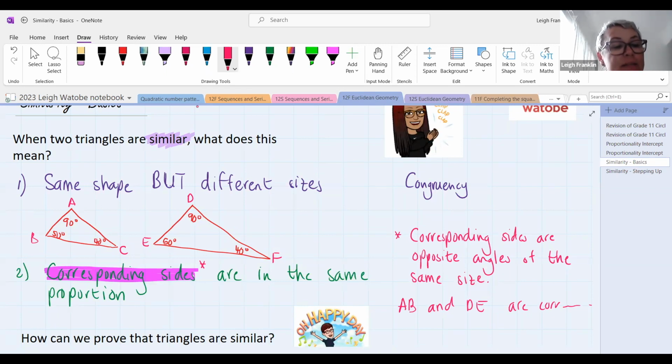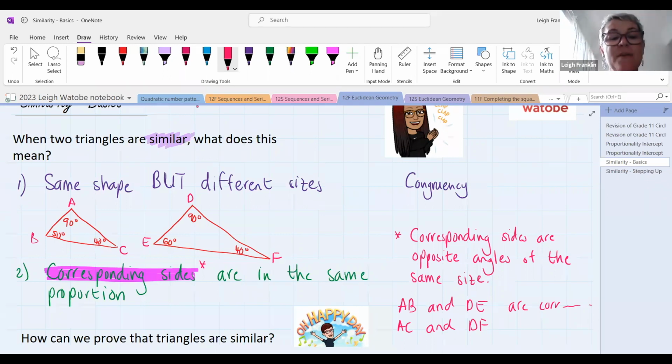Similarly, AC is opposite the angle that's 50. DF is opposite the angle that's 50. So in this situation here, I would say that AC and DF are corresponding sides. Okay, so their corresponding sides are opposite angles of the same size. So that's really important to us.